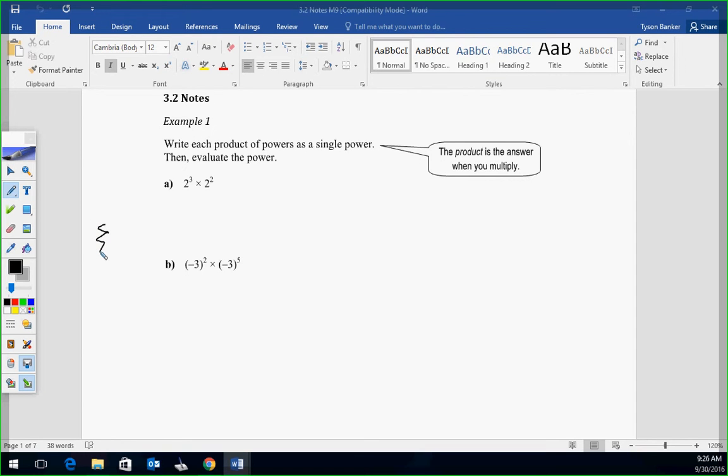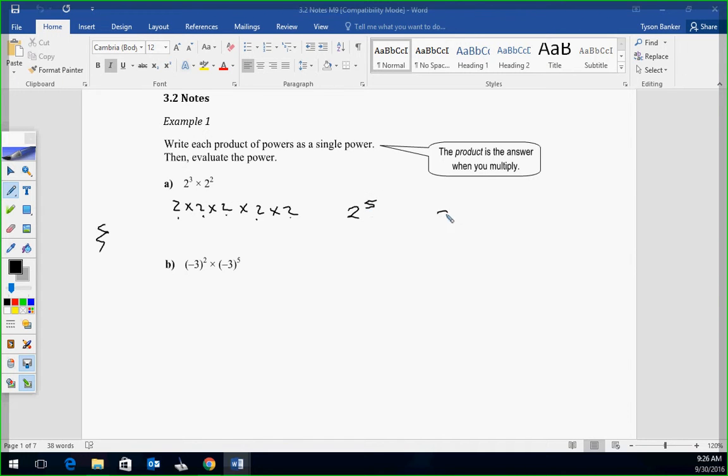All right, so write the product of powers as a single power, then evaluate the power. As we just talked about in our warm-up, this means there is a total of 1, 2, 3, 4, 5, so 2 to the 5th. And what we talked about, this is called the product law.